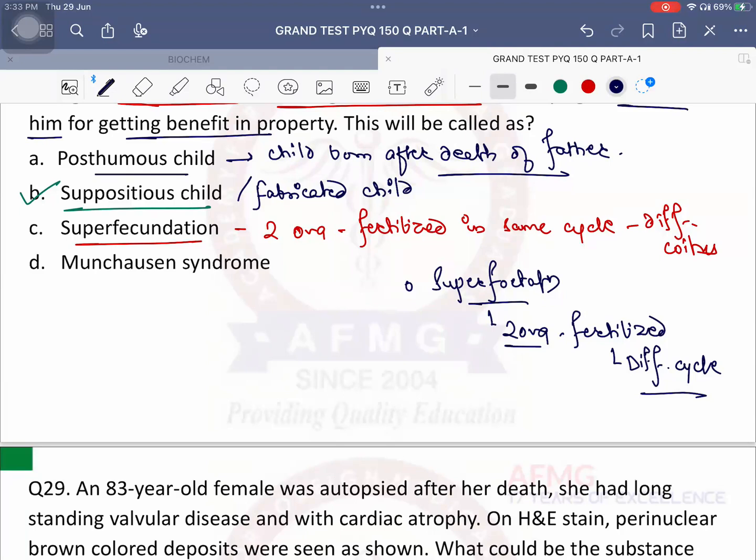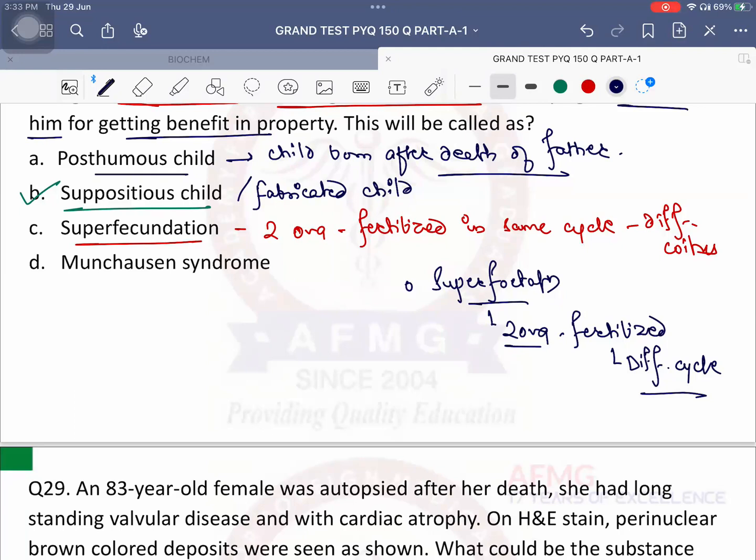Faking medical symptoms, medical attention. Okay, the patient deliberately develops some symptoms so that she gets admitted in the hospital and gets attention usually. This is done by people who are in the healthcare industry, nurses or doctors usually. Okay? So that is called Munchausen syndrome.